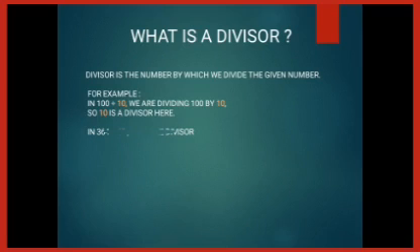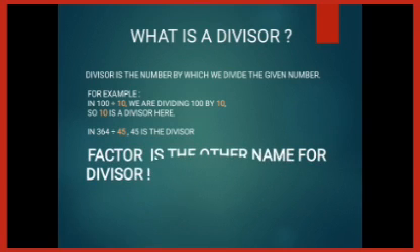And in the second example, when 364 is divided by 45, we get 45 as the divisor. So, what do we conclude? That factor is the other name for divisor. So, if factor is the other name for divisor, a question comes: what is the need to have a factor when we already have a divisor? Let's understand the difference between a divisor and a factor.